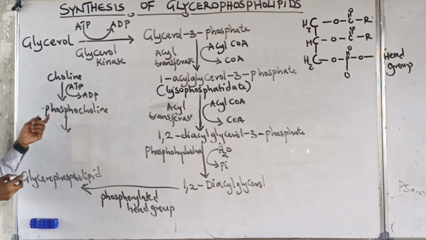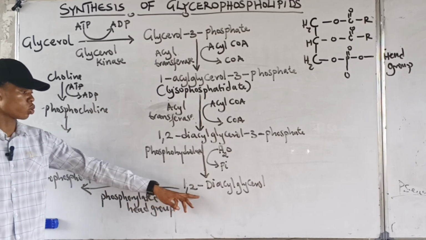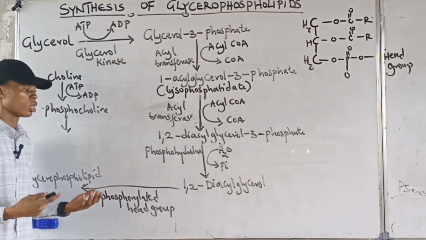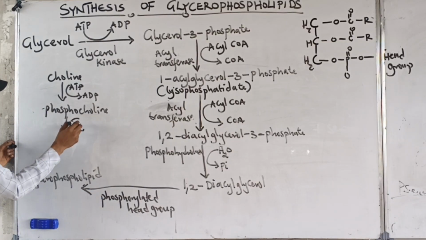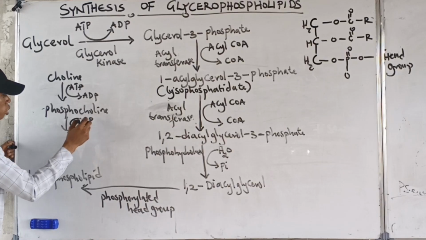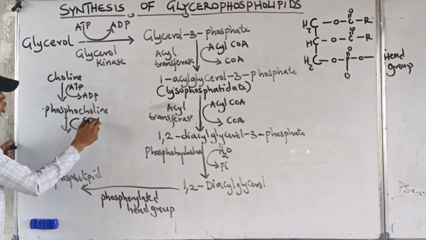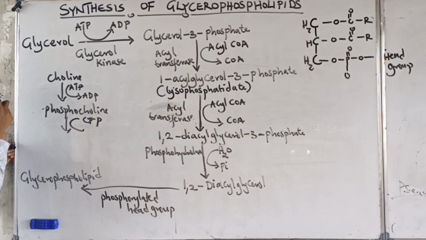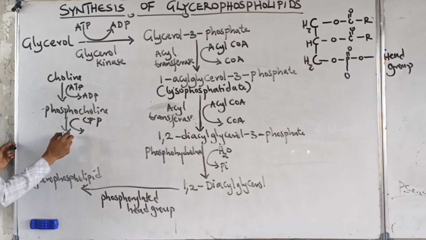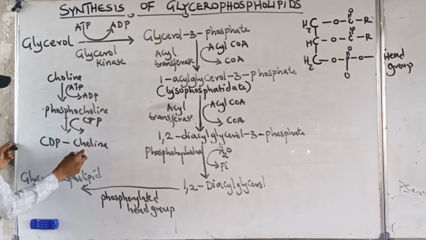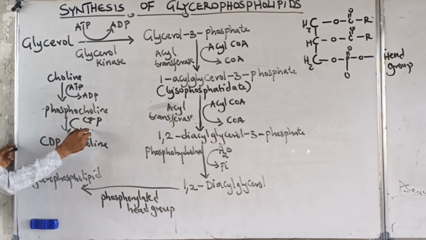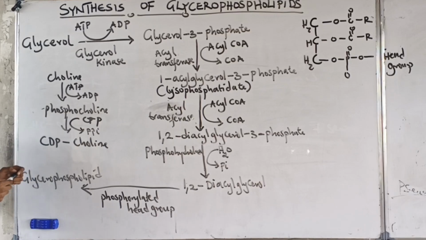Phosphocholine. You can attach this phosphocholine directly to 1,2-diacylglycerol to form your phosphatidylcholine, or this one can undergo, if CTP comes in, CTP is cytidine triphosphate. If it's coming in, we can have what we call CDP choline. Now, Pi is going out. So CDP choline is actually the form mostly used.